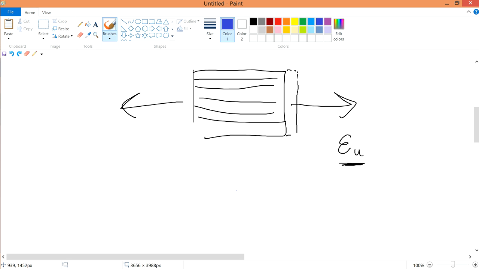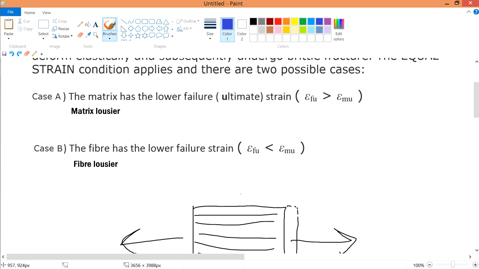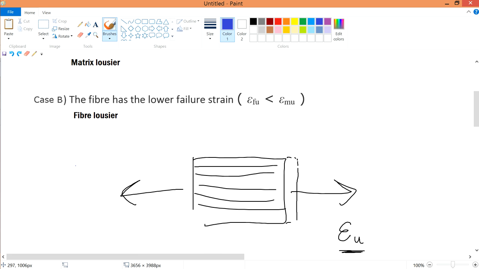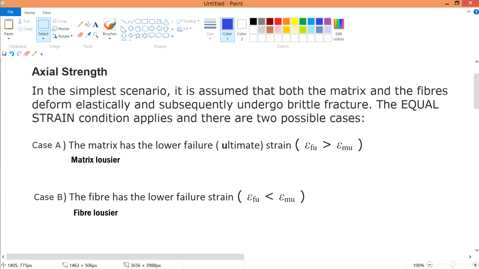Therefore there are two scenarios. One is that the matrix is lousier, which means the fiber can be pulled very long, but the matrix, when you pull a certain amount, will break. This is case A, where the matrix is lousier. Case B is where the fiber is lousier. So take note of that: case A is when the matrix is lousier, case B is when the fiber is lousier. Using this understanding, let's talk about case A first.